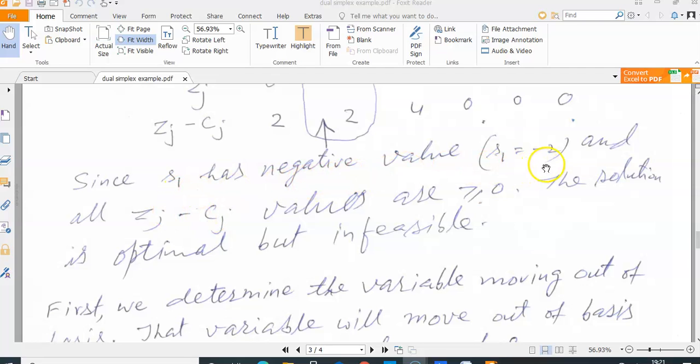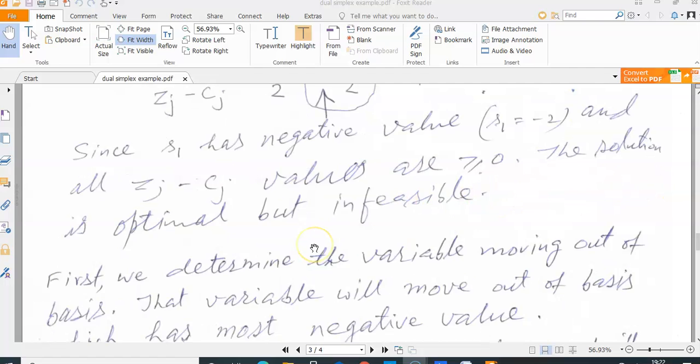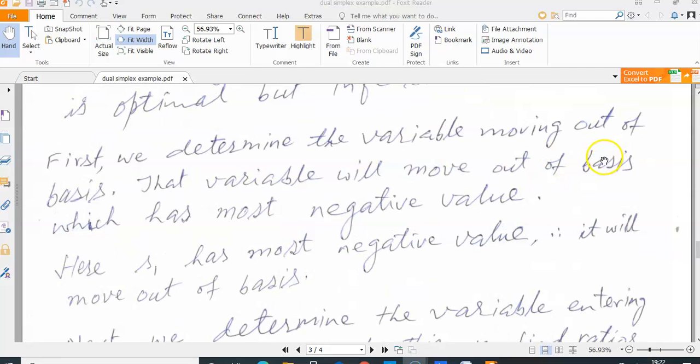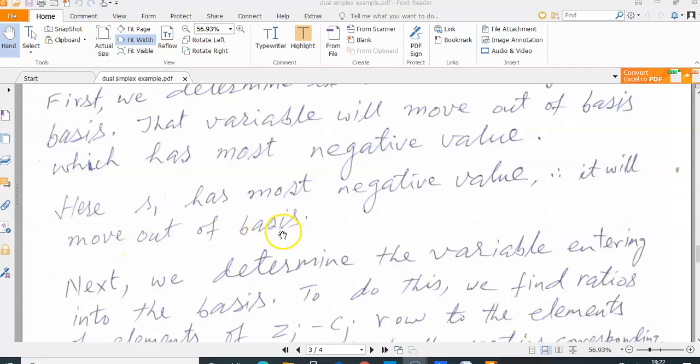Since S1 has a negative sign, here S1 is equal to -2 and all the others are equal to 0. The solution is optimal but infeasible. First, we determine the variable moving out of the basis. That variable will move out of the basis which has the most negative value. Here S1 has the most negative value, so it will move out of the basis.